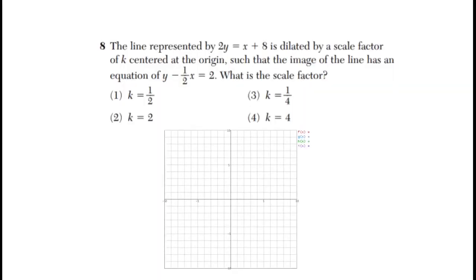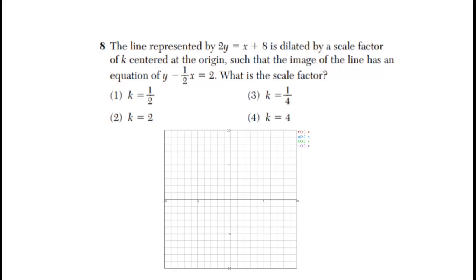Number 8, we have a line that's represented by this particular equation. They tell us it's dilated by a factor of k, scale factor of k, so that the image of the line is this. What's the scale factor? All right, so it would kind of help if we could get these in the same format. I'm just going to put them in standard form. No, not standard form. Slope-intercept form.